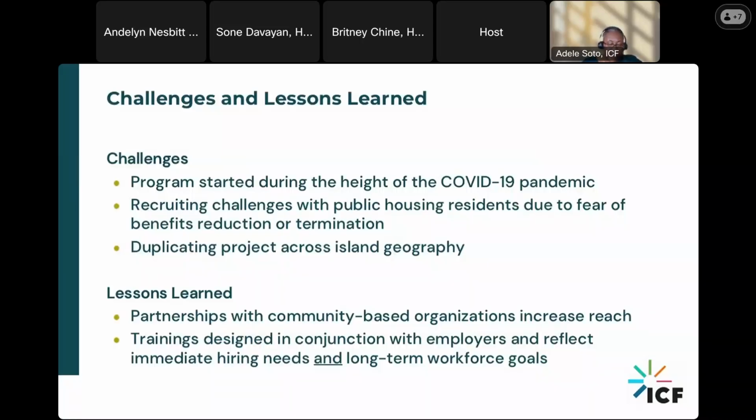The most significant lessons learned were the importance of partnerships in developing well-rounded training offerings and the direct input from employers expressing where their workforce gaps were and what direction they plan to take their business moving forward. Together, we were able to develop meaningful training options that benefited the entire community. Thank you. Back to you, Andalyn.